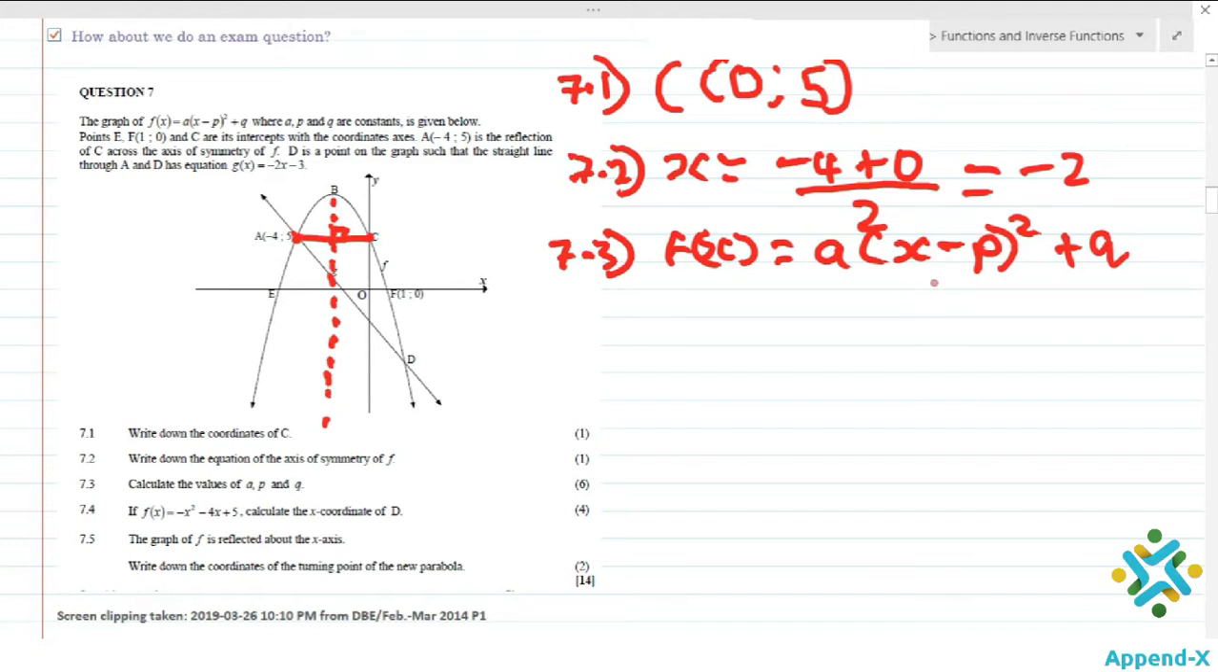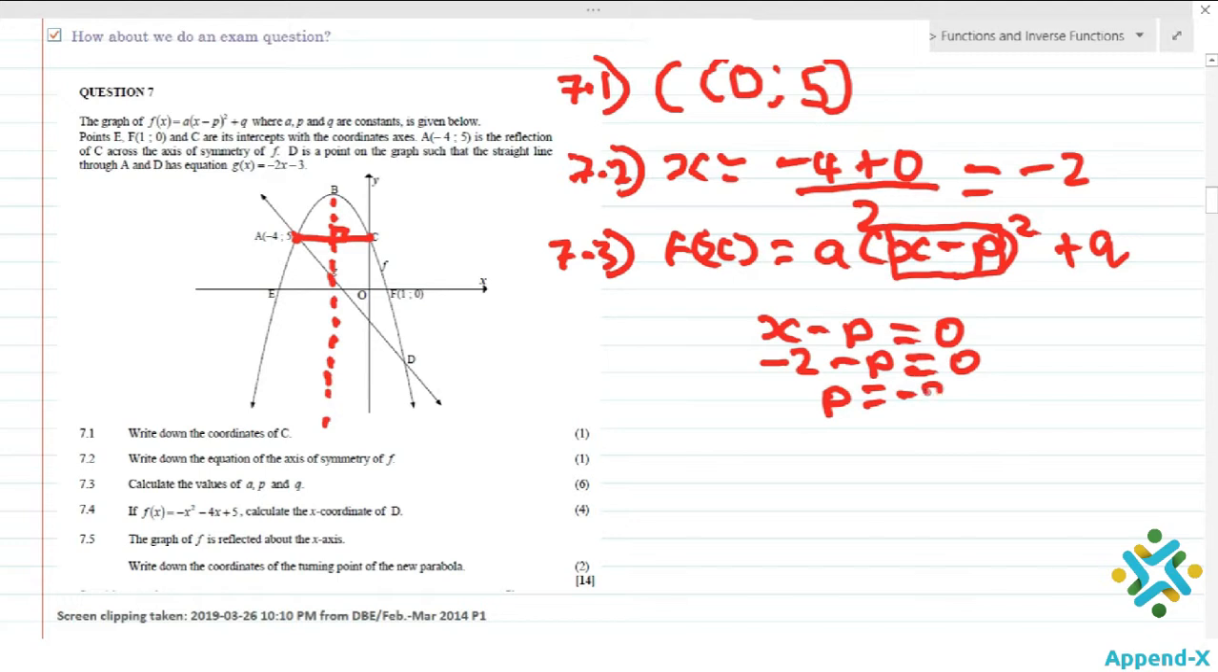Now to determine the equation of the axis of symmetry of a graph, given the equation in turning point form, we equate this part of the equation to 0. Now x - p must be equal to 0. Since we already have the x value, which is -2, we substitute -2, and it becomes -2 - p = 0. Solving for p, p = -2, okay?